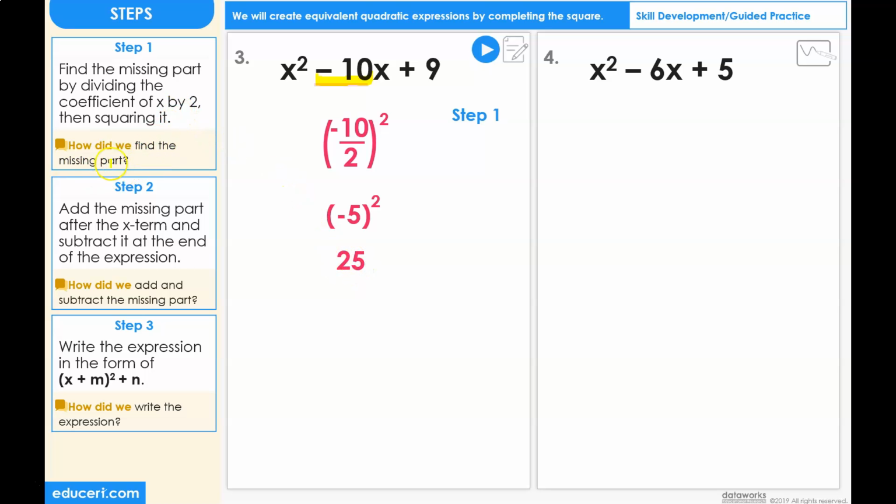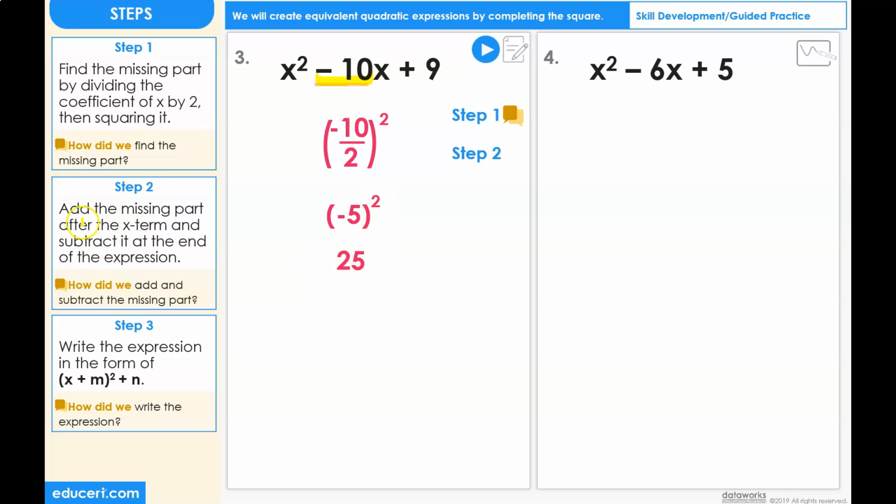How did we find the missing part? To find the missing part, we took the coefficient of x, negative 10, divided it by 2, got negative 5, and then squared negative 5 to get positive 25.